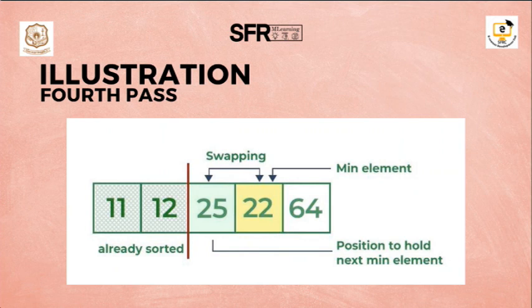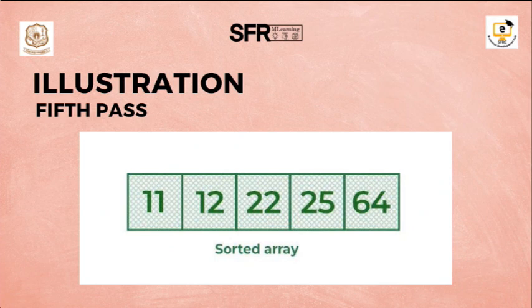Similarly, for the fourth pass, we are going to sort the fourth position of the array. In the fourth position, 25 is present. So, we are going to traverse the rest of the elements. Since 25 is the lowest value, it will be placed at the fourth position. In the fifth pass, at last, the largest value present in the array automatically gets placed at the last position in the array. The resulting array is the sorted array.